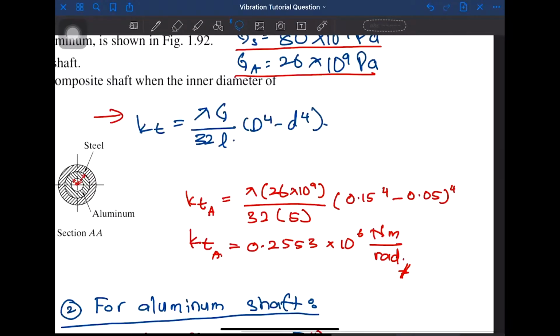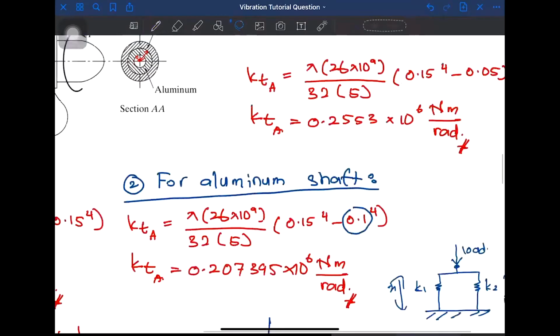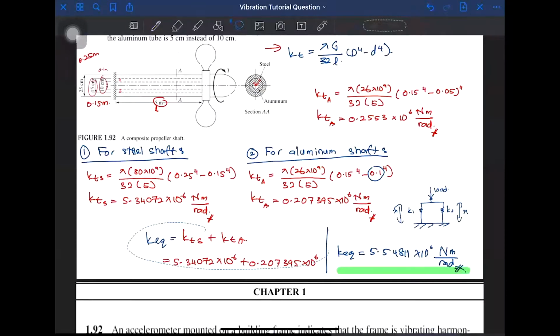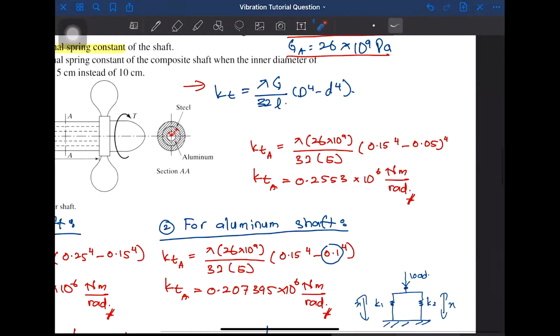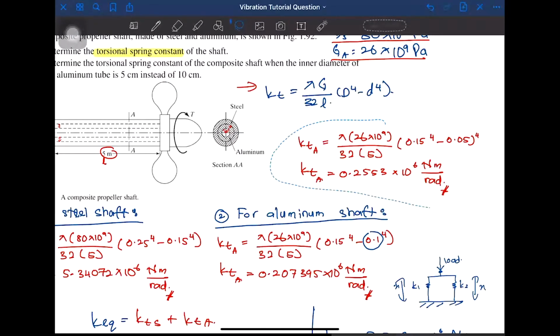So are we done here? Actually, not yet, because we again need to calculate the equivalent stiffness. Just now we found the equivalent stiffness by adding the torsional stiffness for steel and the torsional stiffness for aluminium. But now, since the torsional stiffness for aluminium has changed, you have to find the equivalent stiffness again by adding the new torsional stiffness for aluminium with the torsional stiffness for steel. As easy as that. Just add both of them back together.